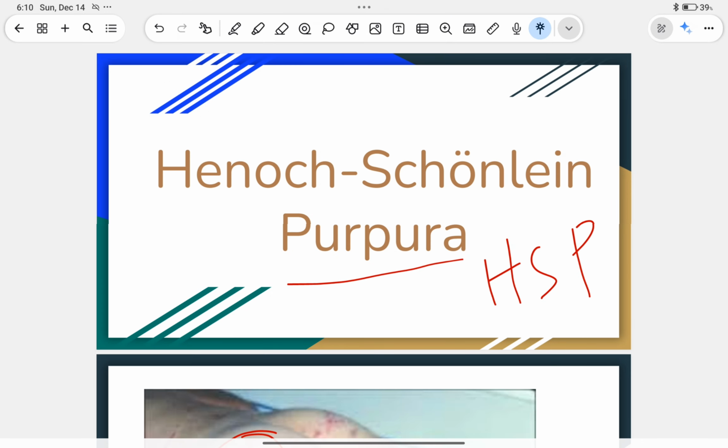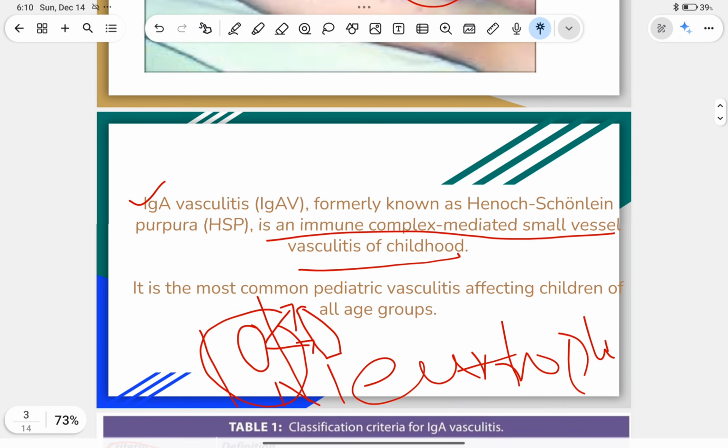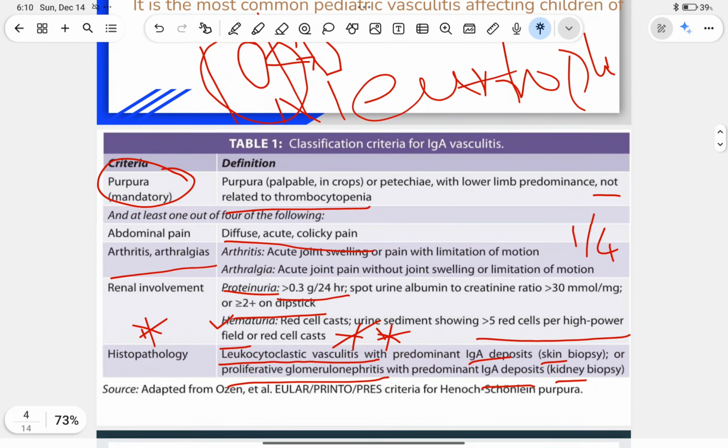So we will revise HSP once more. HSP definition: IgA vasculitis, because HSP is an immune complex mediated small vessel vasculitis of childhood involving all pediatric age groups. How does it present? It presents as palpable purpura, pain abdomen, joint pains, and there can be renal involvement. The mandatory criterion is palpable purpura not related to thrombocytopenia, and 1 out of the remaining 4 criteria should be satisfied, that is pain abdomen, arthritis, renal involvement and histopathology.